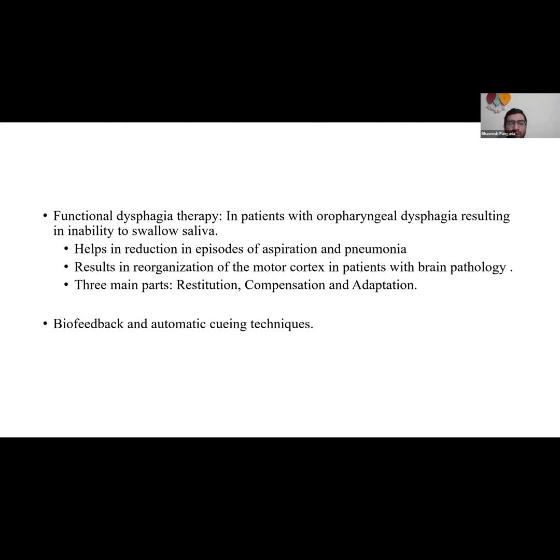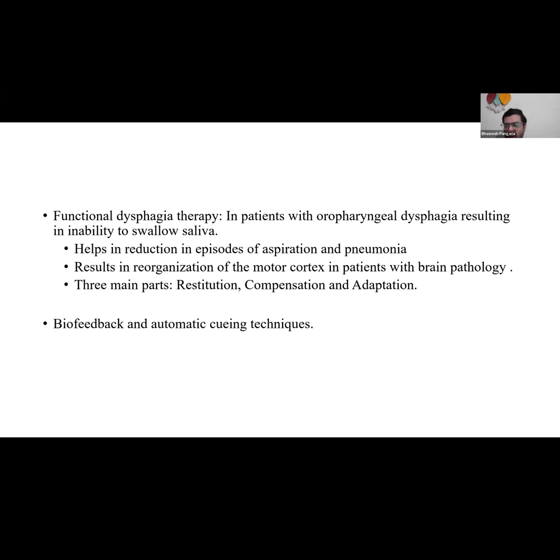Another modality in non-pharmacological management is functional dysphagia therapy. It is helpful in patients with oropharyngeal dysphagia, resulting in inability to swallow saliva. It helps in reduction in episodes of aspiration and pneumonia, and results in reorganization of the motor cortex in patients with brain pathology. There are three main parts of functional dysphagia therapy: restitution, compensation, and adaptation.